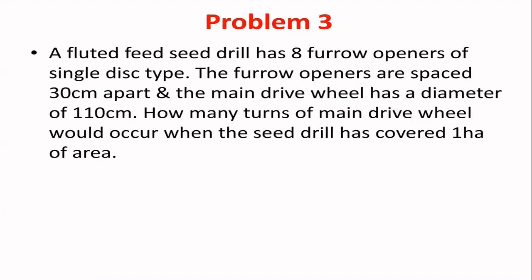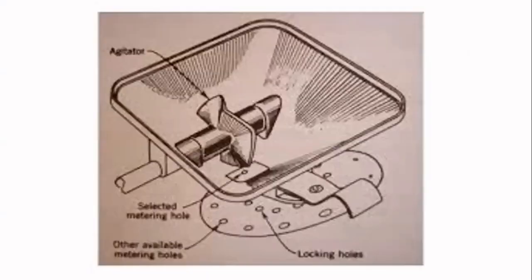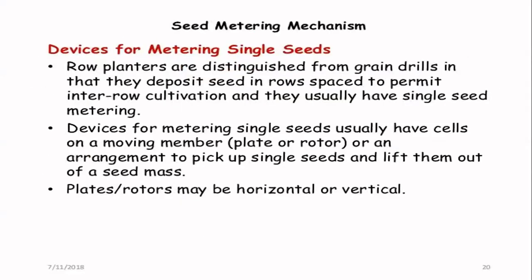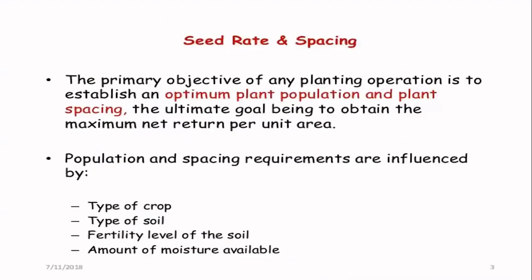This also: a fluted feed seed drill has 8 furrow openers of single disc type. Furrow openers are spaced 30 centimeter apart. The main drive wheel has a diameter of 110 centimeter. How many revolutions of the main drive wheel would occur when the seed drill has covered 1/5 of the area? So this is also the calibration part. Do it, I will explain. We will see on Saturday. Saturday is 11:30.